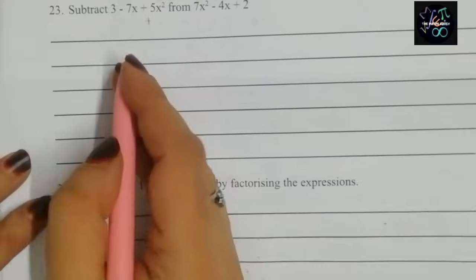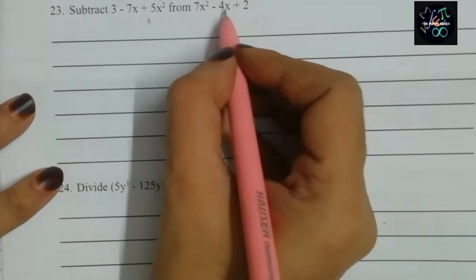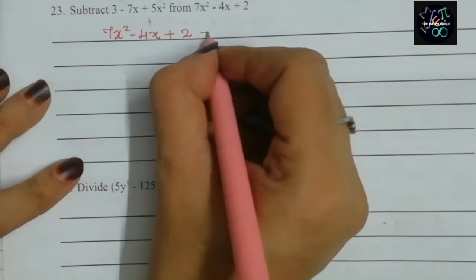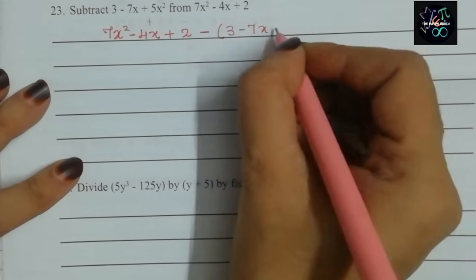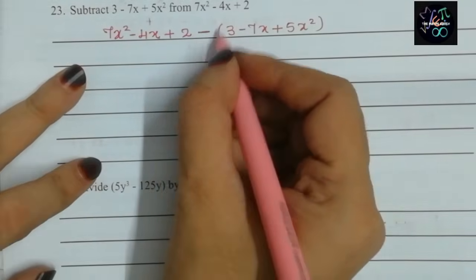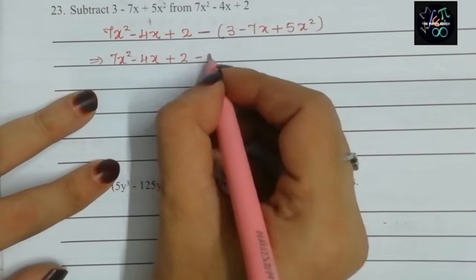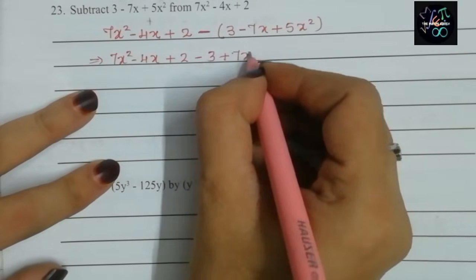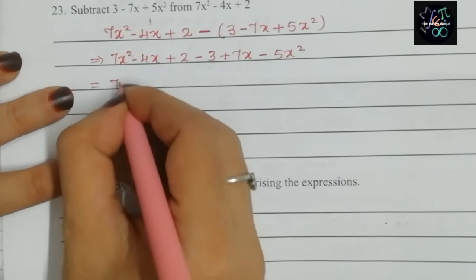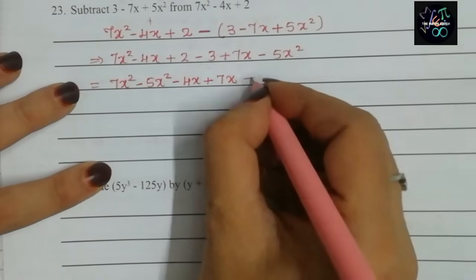So question number 23 now. Subtract 3 minus 7x plus 5x square from 7x square minus 4x plus 2. After 'from', whichever expression is there, first we have to take that. So I'll write 7x square minus 4x plus 2, subtract, they have told, minus 3 minus 7x plus 5x square. So I have written like this. After 'from', whatever expression is there, I have taken first, then subtract, they have told, minus, I have written. So this I'll keep as it is: 7x square minus 4x plus 2 as it is, minus plus minus 3, minus minus plus 7x, minus plus minus 5x square. Let us bring the like terms nearer, that is 7x square minus 5x square, then minus 4x plus 7x, then plus 2 minus 3.